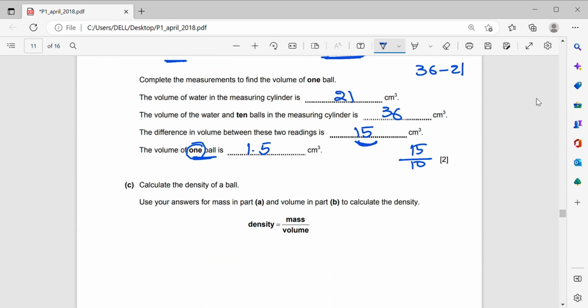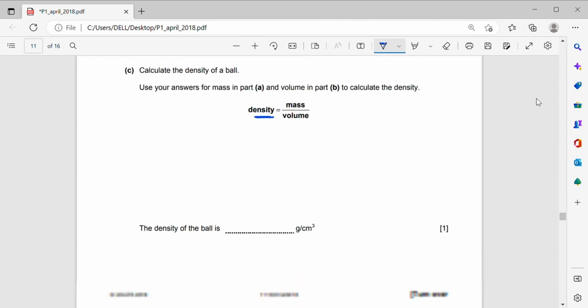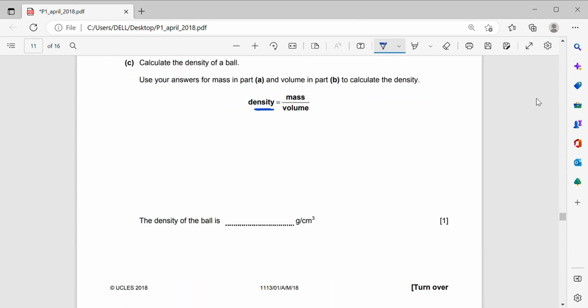Calculate the density. We know that the formula for the density is equal to the mass over the volume. Okay, what's the mass of one ball here? From the first result in the first question, the mass is 3. And the volume is 1.5. It's equal to 2 grams per cubic centimeter.